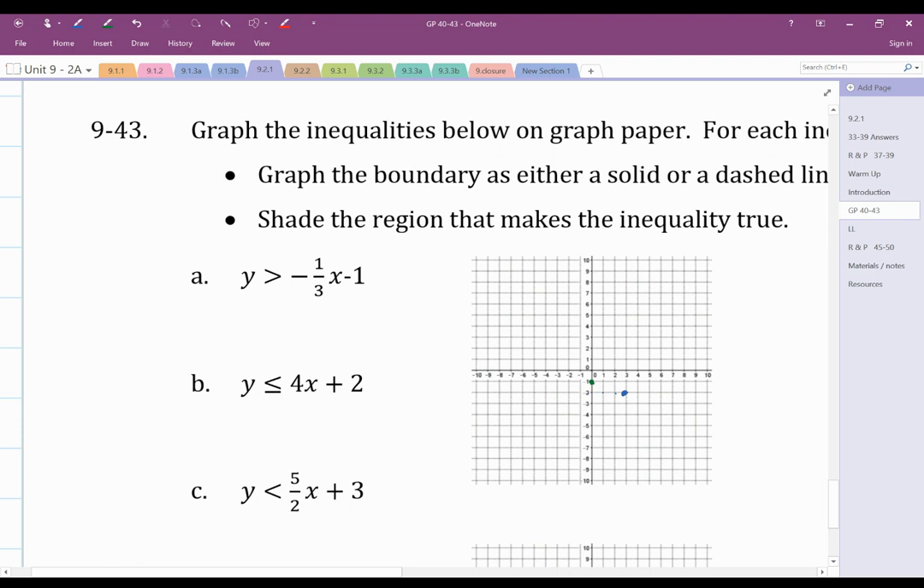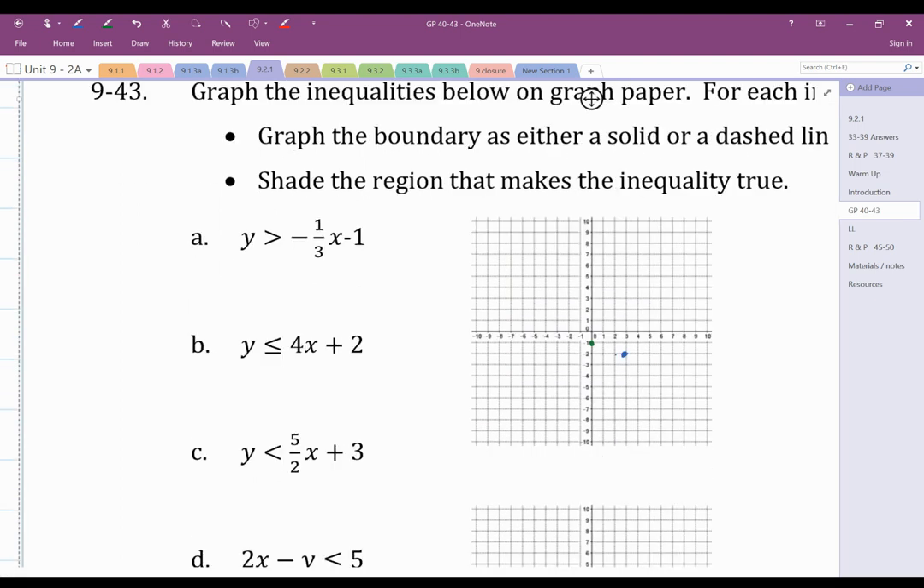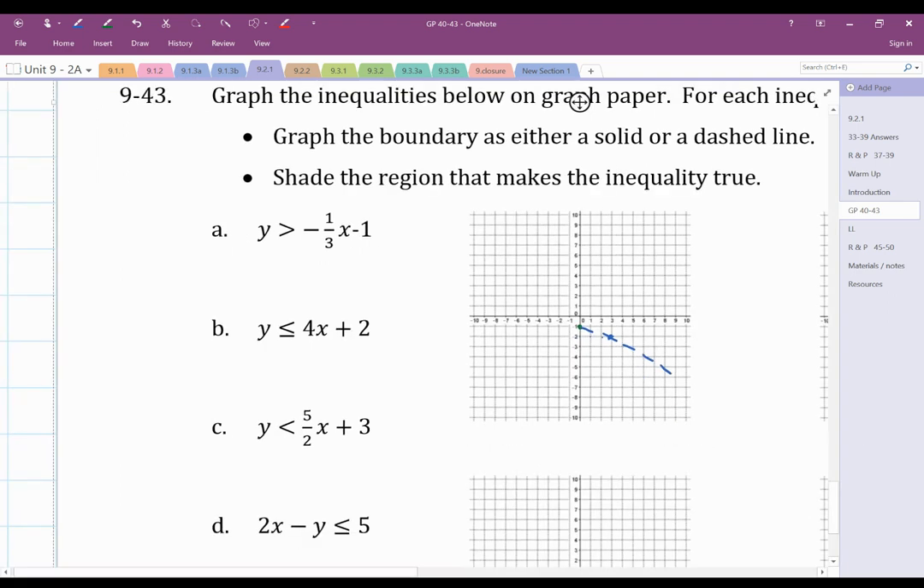So what kind of line do I have? Is it a dotted line or a solid line? This will be a dotted line because we do not have a line for equal signs. So this is a dotted line or a broken line or a dashed line. Assume that my line is straight. Sorry if I cannot make a straight line. That's the best I can do.